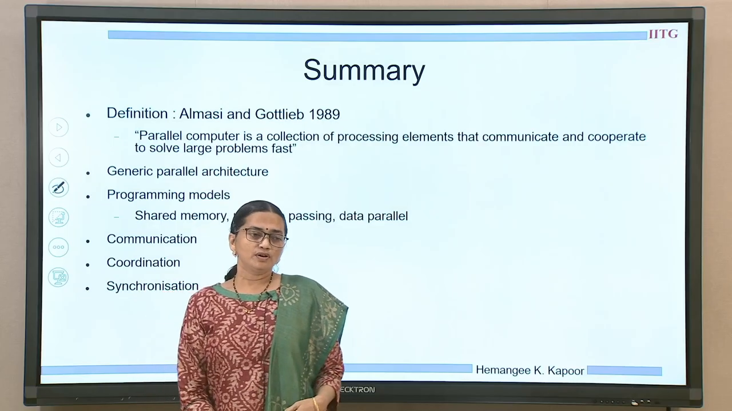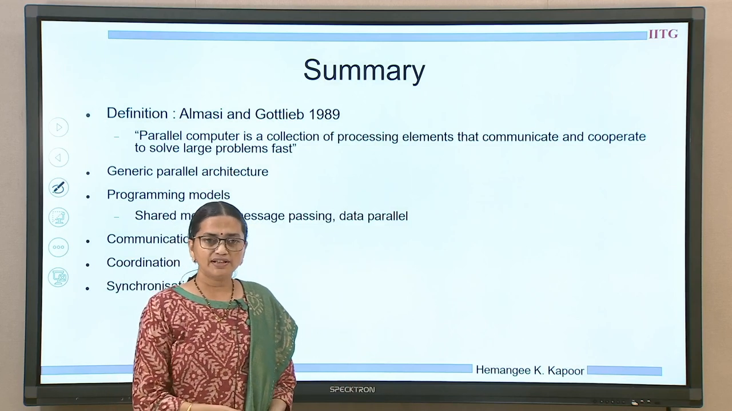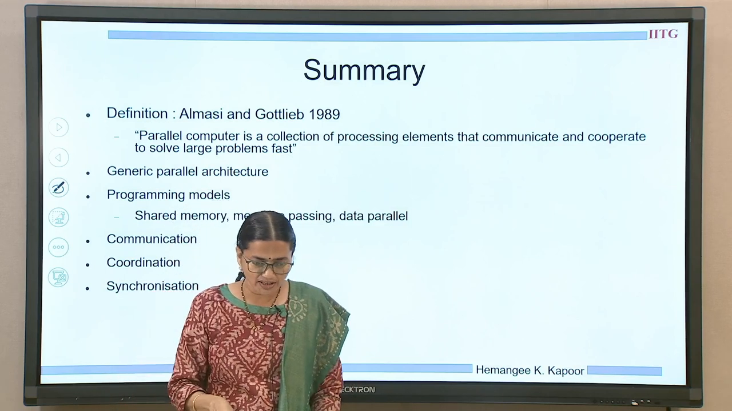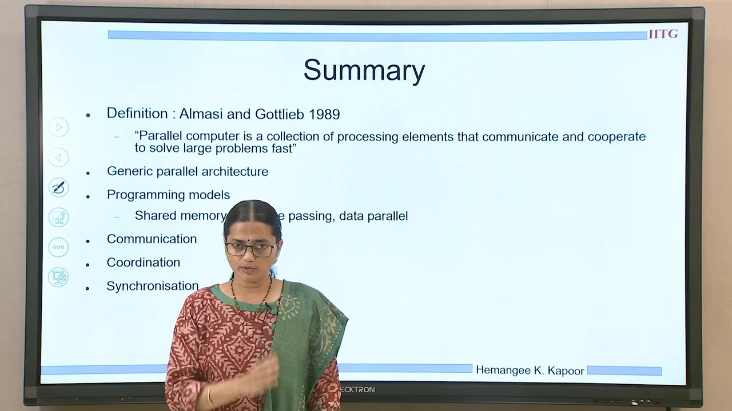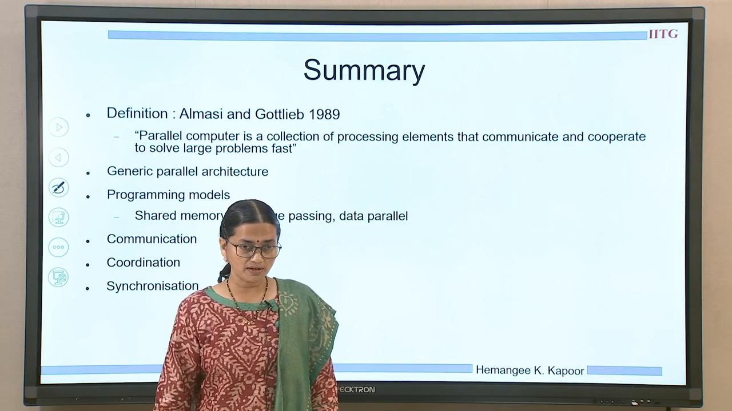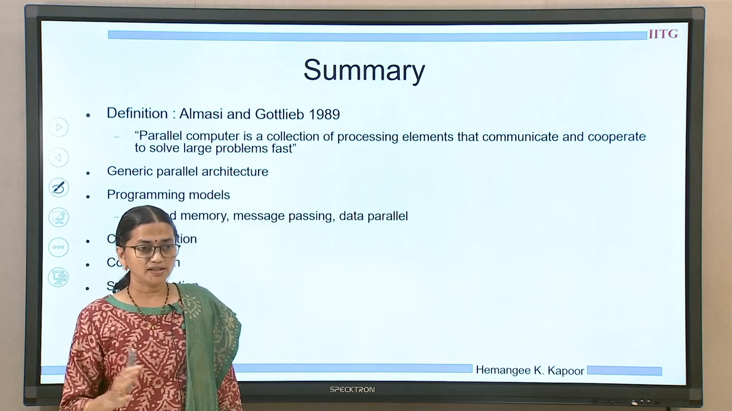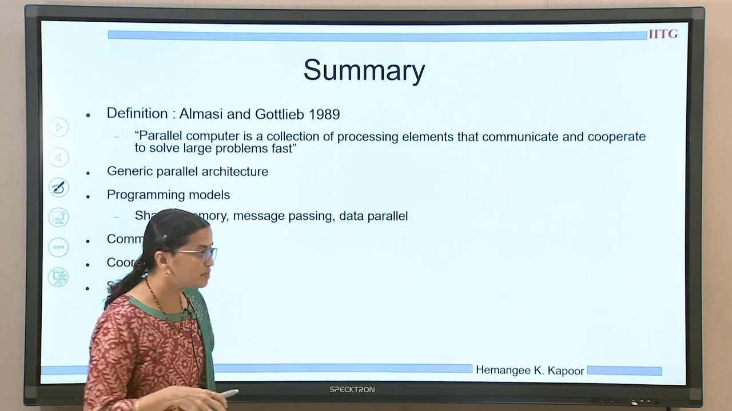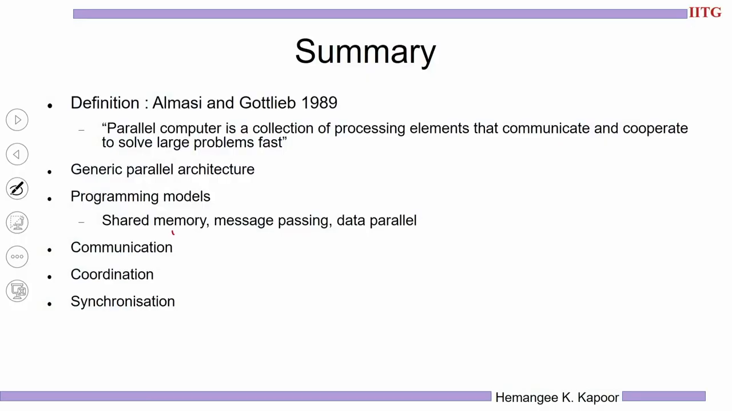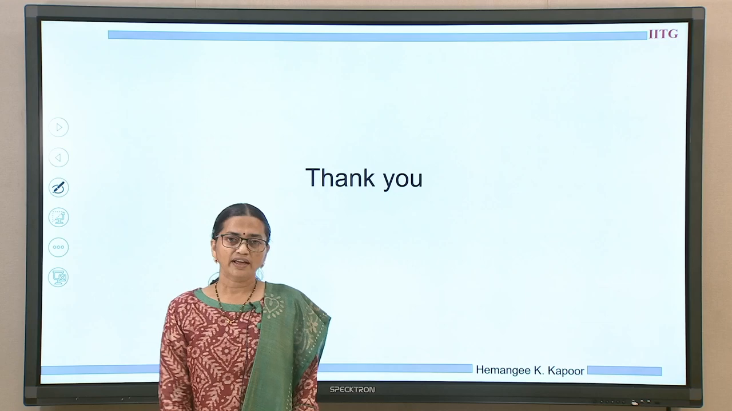Okay, so to summarize, we looked at the definition of a parallel computer, which is essentially a conventional computer with communication so that the computers can cooperate with each other. We also discussed that we can have a generic parallel architecture such that any programming model can run on the system. We looked at three programming models: shared memory, message passing, and data parallel. To realize any programming model on a generic system, we need strong and generic communication, a good coordination mechanism, and synchronization mechanisms. Okay, so thank you.